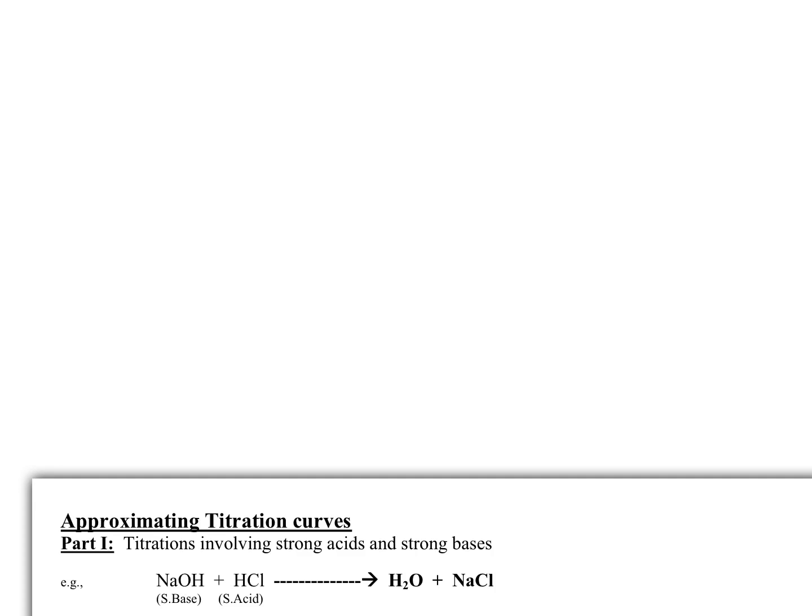So now we have titration curves. All that a titration curve is, it is graphing the change that we see in pH over the course of a titration. So first, let's look at a titration curve for a strong acid and a strong base. If I have NaOH and HCl, we know it's a neutralization reaction. We make water and salt.